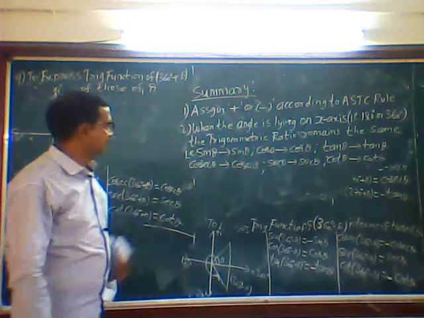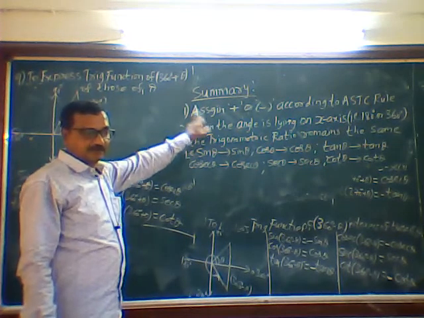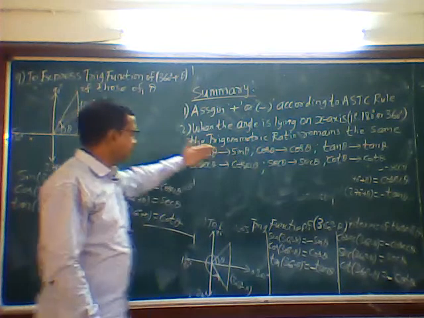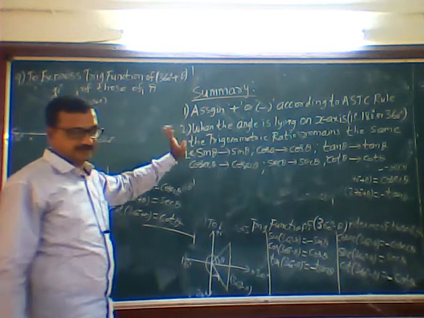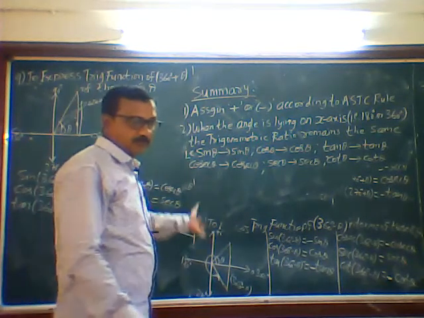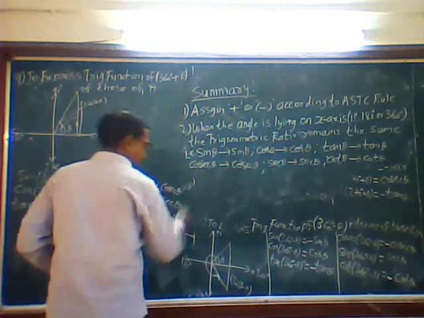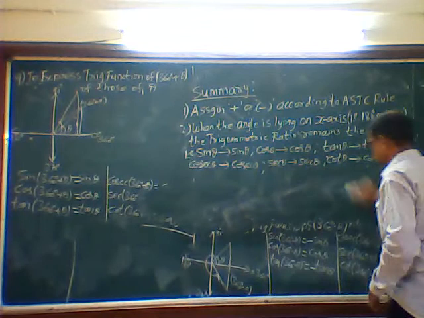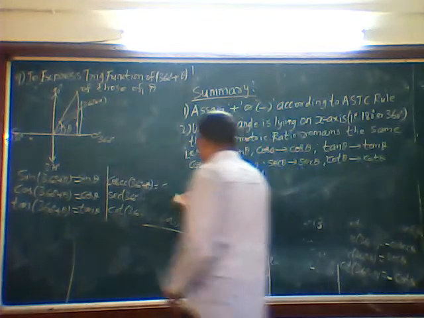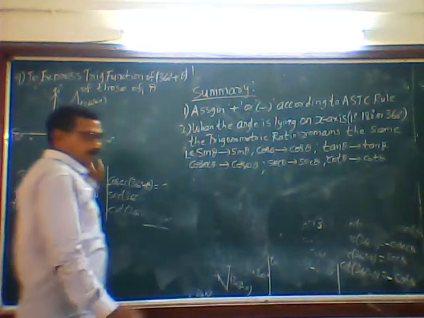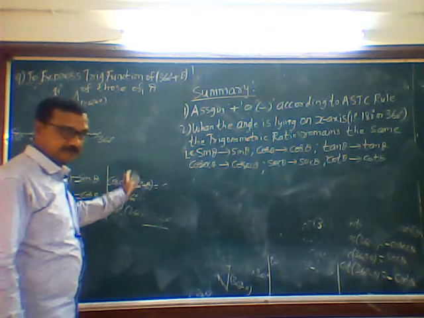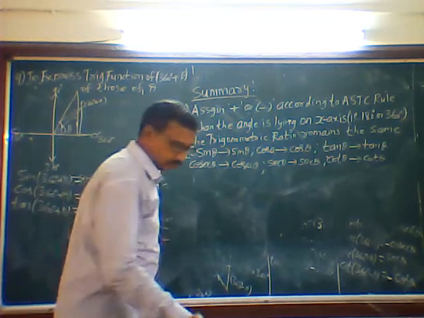Got it, now? But first you have to assign plus or minus. Second is when the angle is lying on the x-axis. Third is when the angle is lying on the y-axis, it changes to the co-ratio. You got it? With the help of these three, you can write all the lines whatever I have solved. You can remember that. So that's what I am telling you.